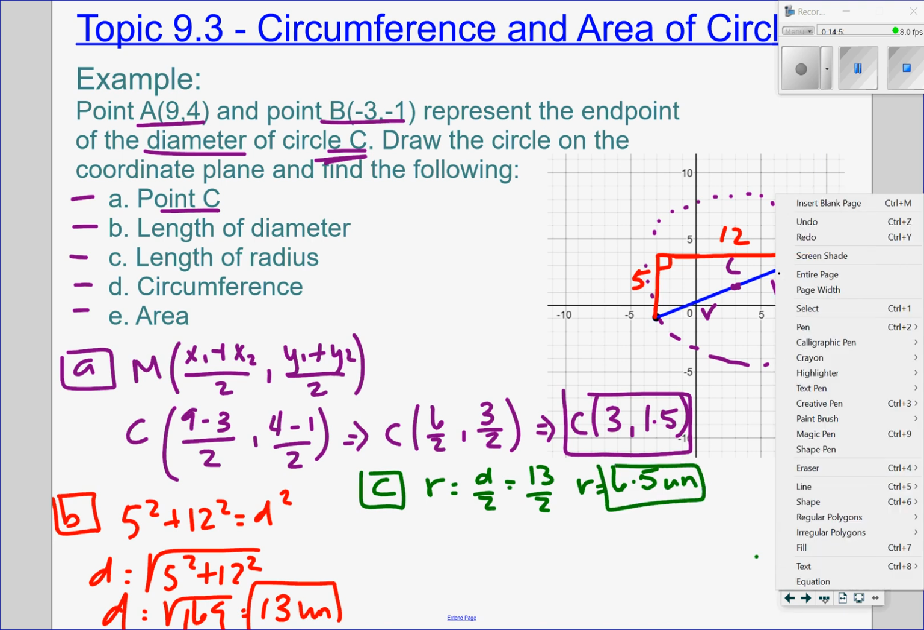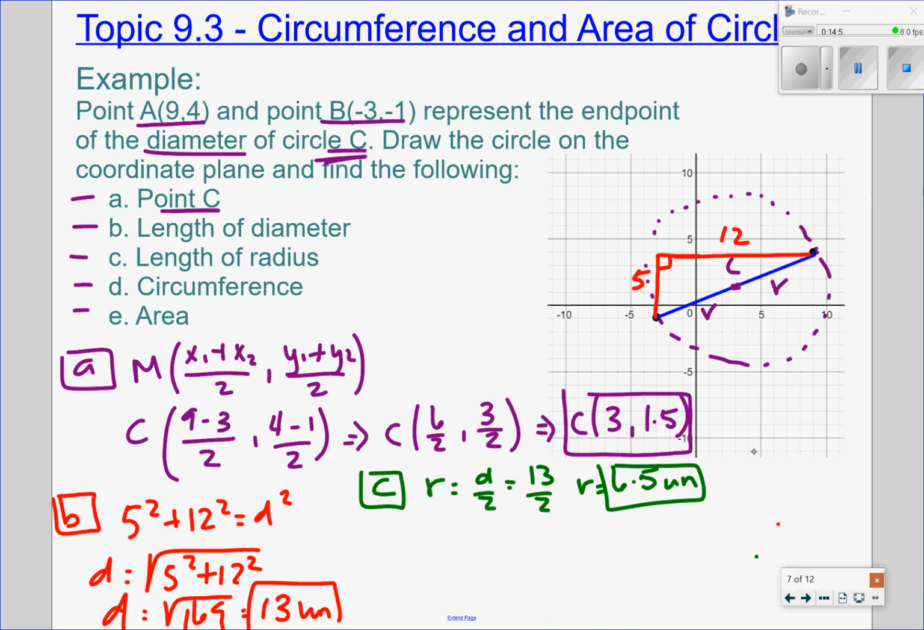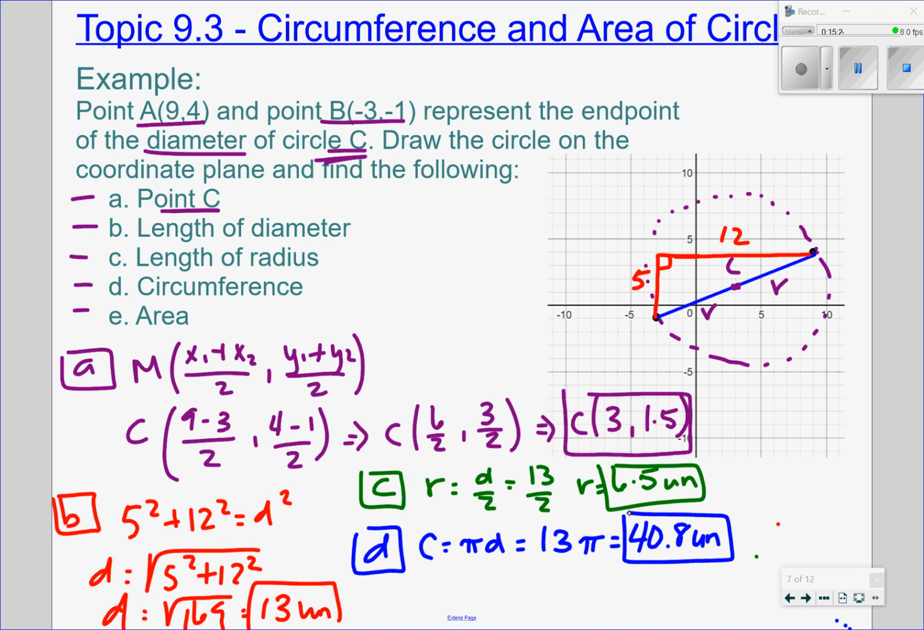Finally, for parts D and E, we're going to use these values to actually solve for the circumference and area. So part D says circumference. So we can do pi times diameter, which would be 13 pi. Or if we substituted that in, remember rounding at the end, 13 times pi gives us 40.8 units. Or you could leave it as 13 pi. Okay, it did not say round to the nearest tenth or anything.